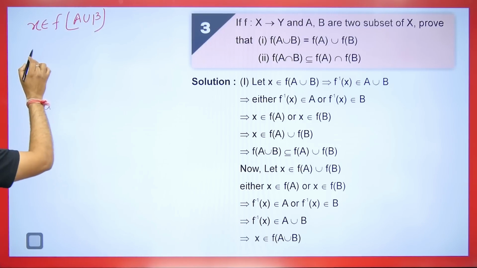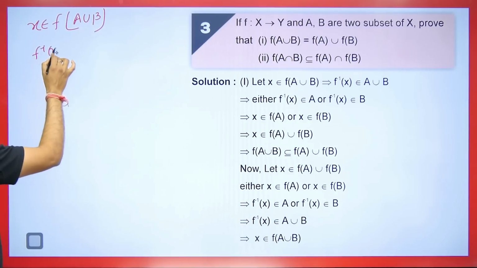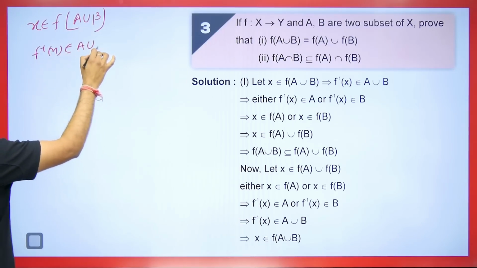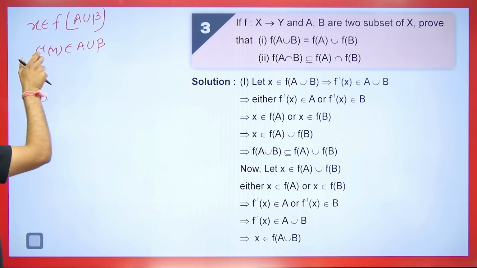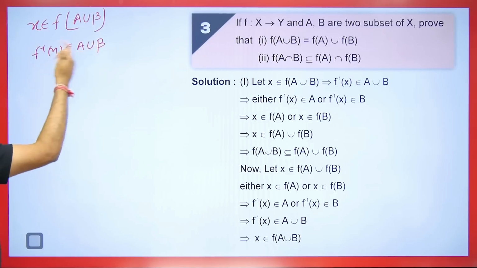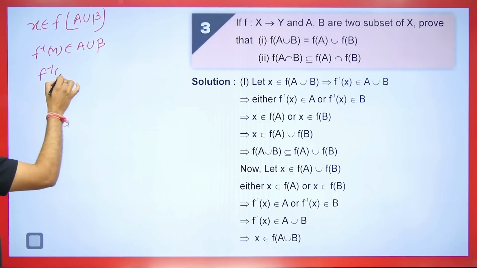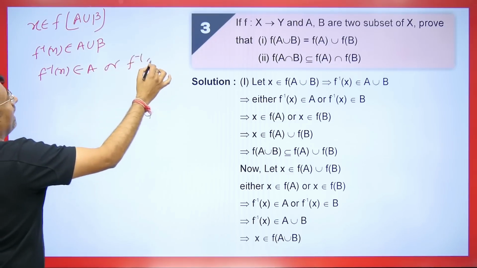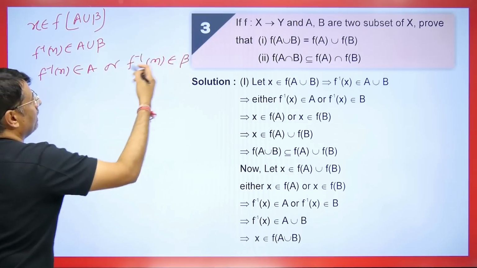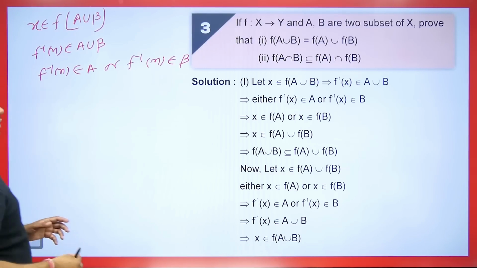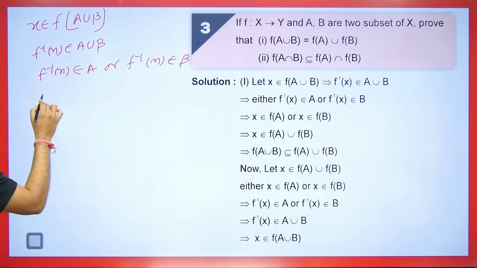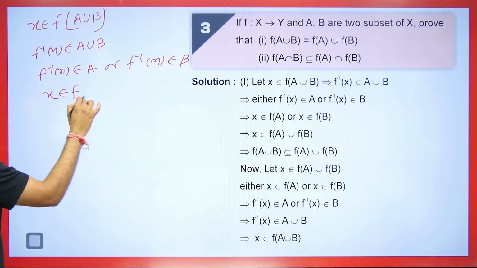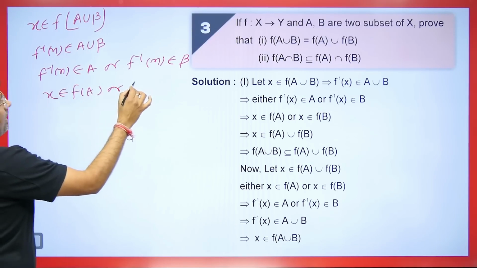If I bring f to this side, then what will come here? F inverse x will belong to A union B. Now, if f inverse x belongs to this union, then listen what will happen. And what does it mean? It means that f inverse x will either belong to A or f inverse x will belong to B. Isn't it so? It will either belong to this or belong to this. If it belongs to this, then I can write that x belongs to f(A), or x will belong to, what will be here?